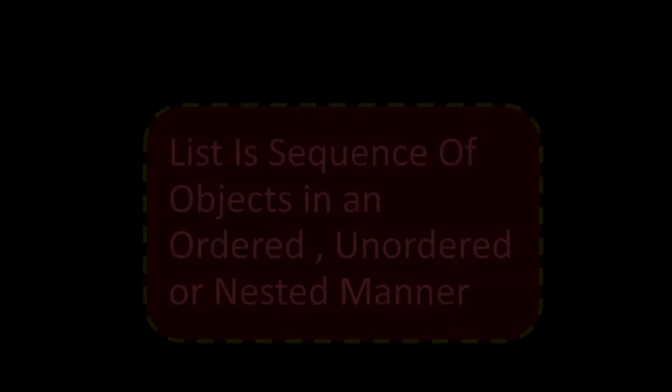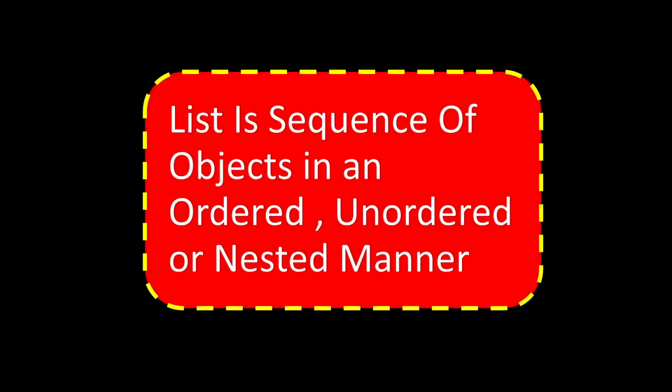Before moving on any further, let's look at what lists are. Basically, a list is a sequence of objects in an ordered, unordered, or nested manner. What do I mean by objects in an ordered, unordered, and nested manner? These 3 are types of lists in HTML also, which we are going to look into. But let's look at it in a bit more detail.